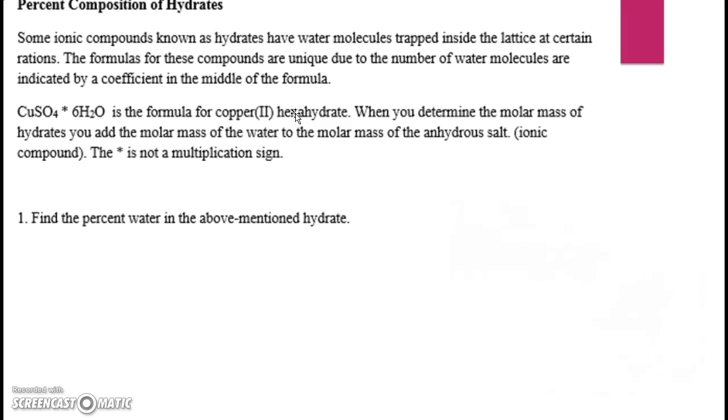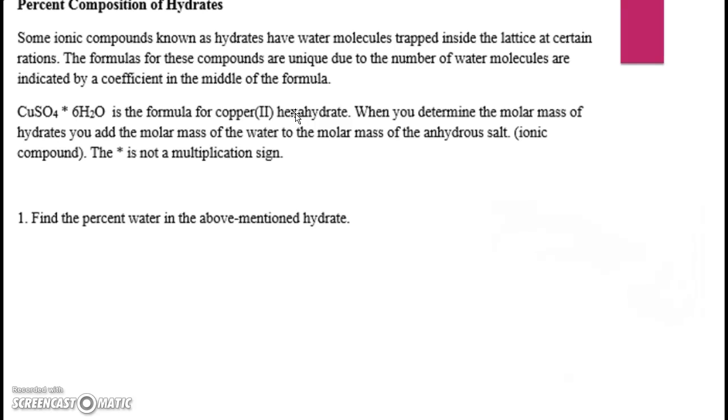Alright. So, when you determine the molar mass of these hydrates, you add the molar mass of the water to the molar mass of the anhydrous salt. The anhydrous salt means without water, and we'll be doing elaborate work with these hydrates. So, the first thing we need to do here is find the percent water in the above mentioned hydrate. You have this example here in your notes. This is on page 13. In order to do this, the first thing we need to do is determine the molar mass of the entire hydrate.